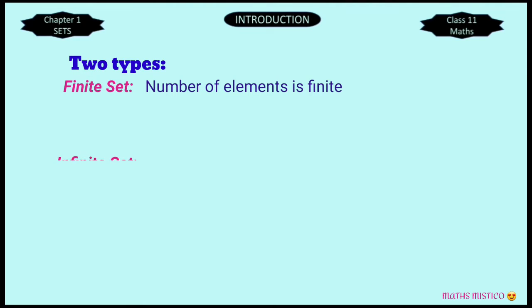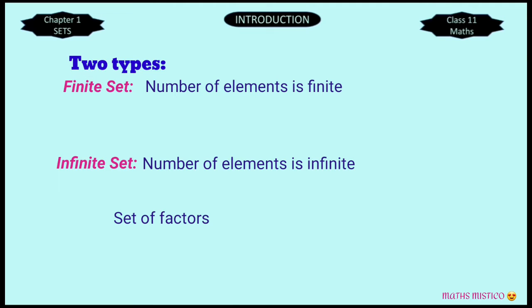There are two types of sets. First one is finite set. As the name suggests, this set has a finite number of elements in it. That is, we can count the number of elements. If the number of elements is uncountable or infinite, then it is called an infinite set.